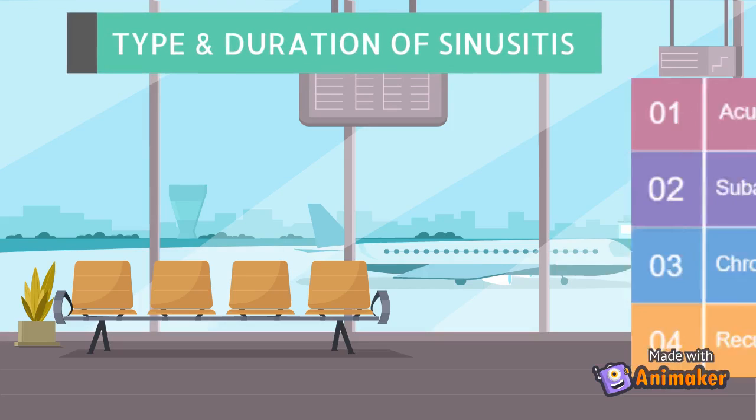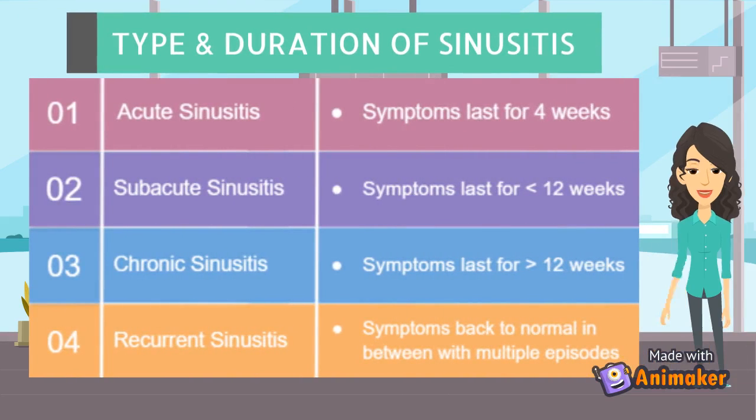Types and duration of sinusitis. There are 4 types of sinusitis, which include acute, subacute, chronic, and recurrent sinusitis, which only differ in their duration when having the symptoms. First is acute sinusitis, where the symptoms last for 4 weeks. Next, subacute sinusitis lasts less than 12 weeks, while for chronic, the symptoms last more than 12 weeks. Lastly, recurrent sinusitis is where the symptoms come and go back to normal in between with multiple episodes.